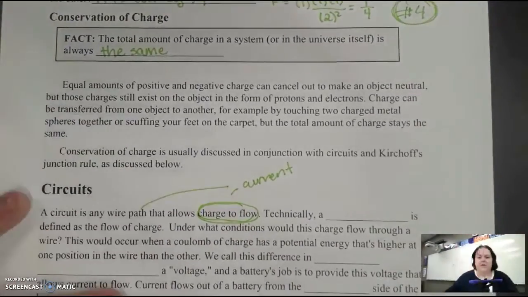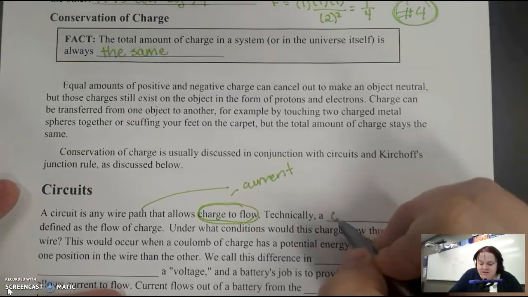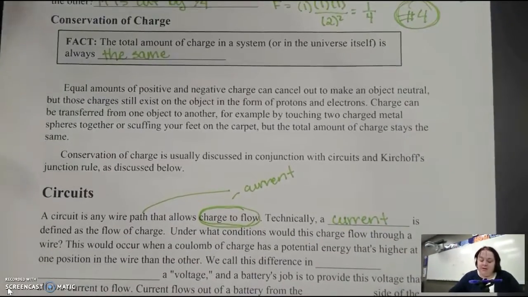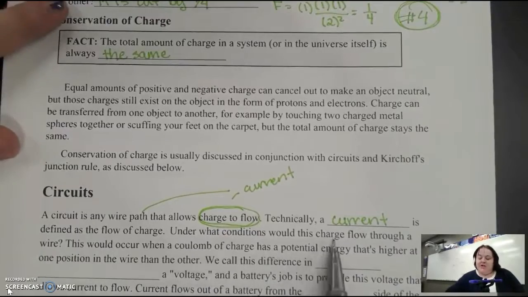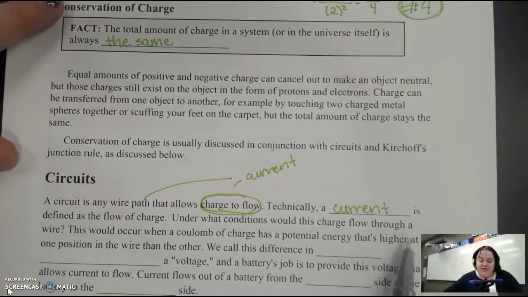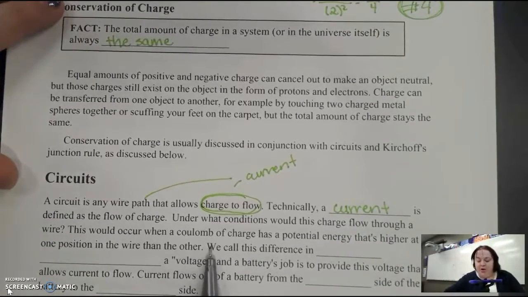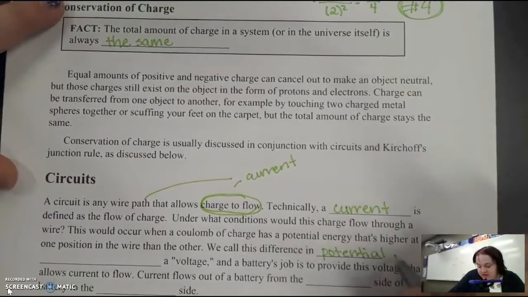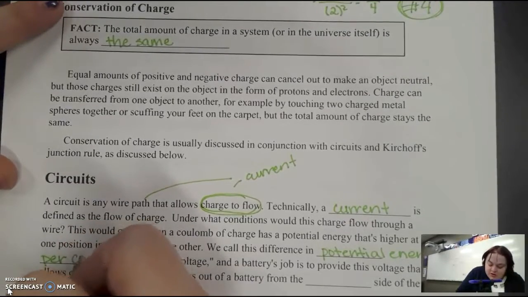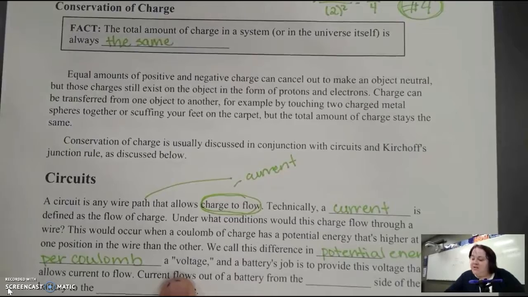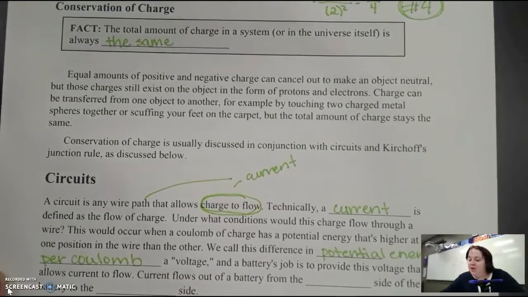Technically, a current is defined as the flow of charge. I just said that, jumped the gun a little, sorry. Under what conditions would charge flow? Charge would flow when a coulomb of charge has a potential energy that's higher at one position on the wire than the other. We call this difference in potential energy per coulomb voltage. And a battery's job is to provide this voltage that allows the current to flow.